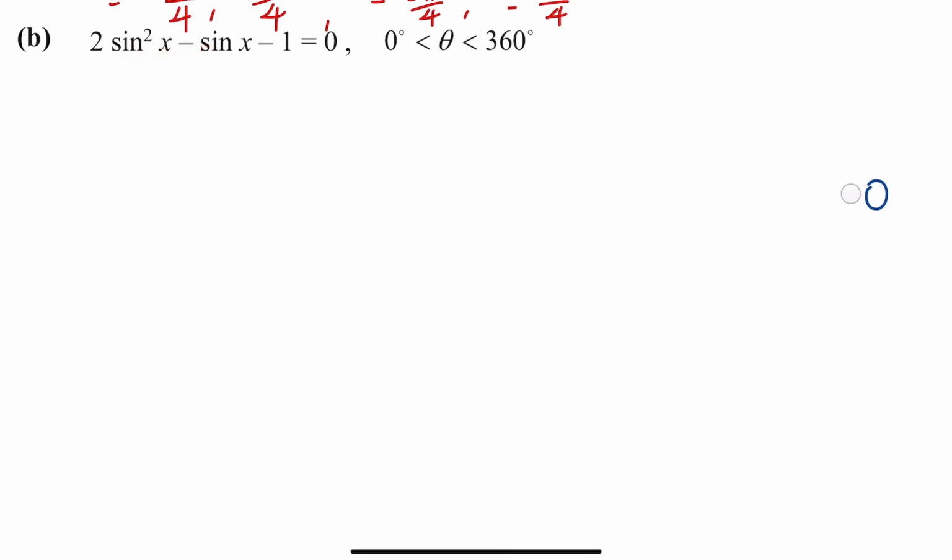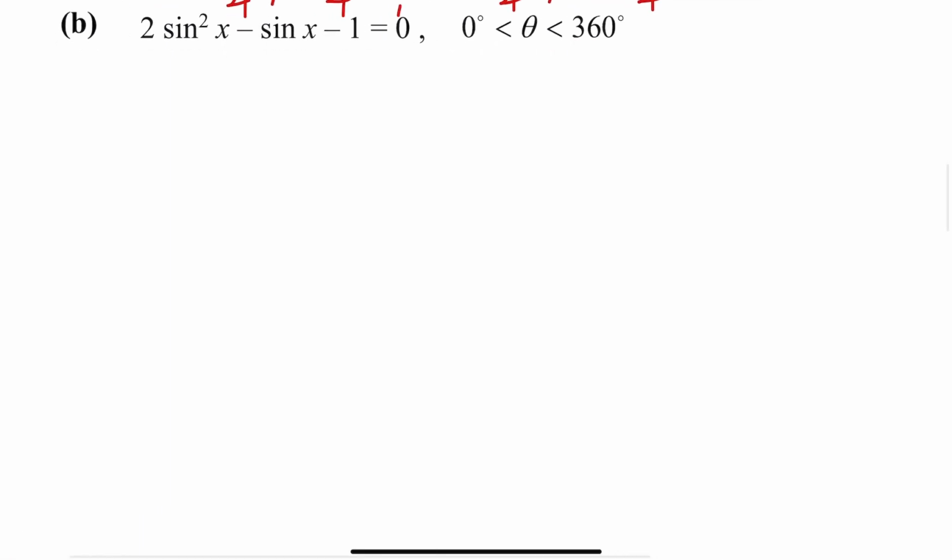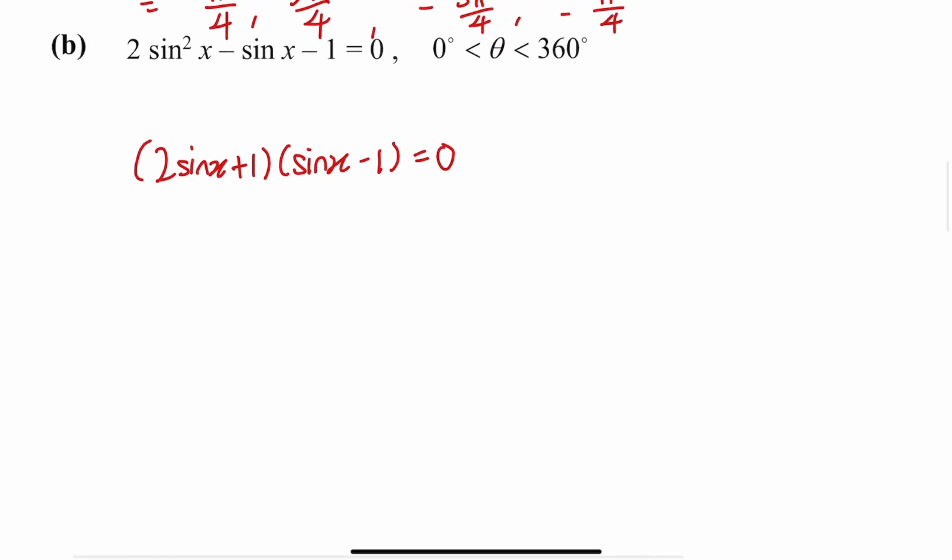Okay, let me erase this. From here, let's work out 2 sine square x minus sine x minus 1 equals 0. By factorization, I hope you can see that this can be factorized into 2 sine x plus 1. Oops, let me write it in red. 2 sine x plus 1, sine x minus 1. Okay, you can either use your cross method or your tic-tac-toe method to factorize this. It can be a working at the side over here.